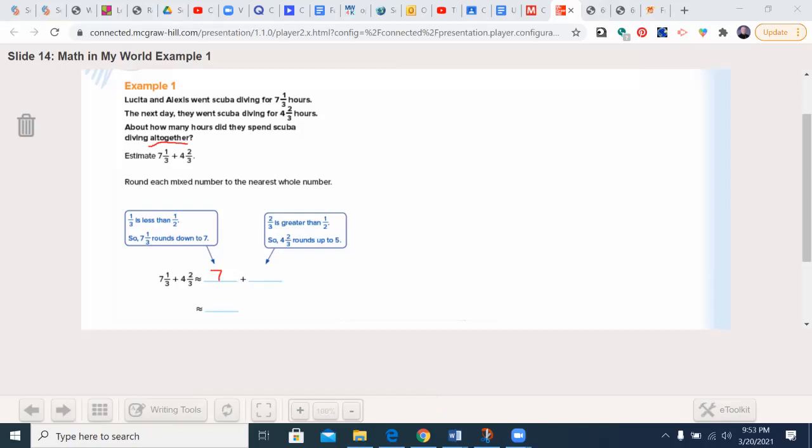4 2/3, it's either going to be 4 or 5. 2 is more than half of 3. So that goes up to 5. 7 plus 5 is 12. So 7 1/3 plus 4 2/3, if I round both pieces, I'll get a sum of about 12. Go ahead and fill that first piece in. Give you a few seconds to do that.